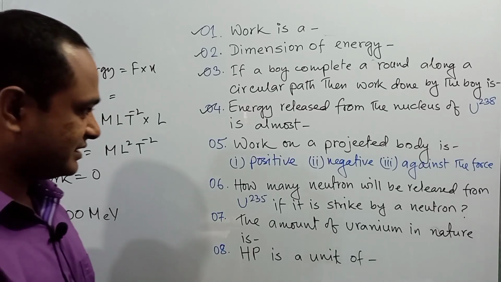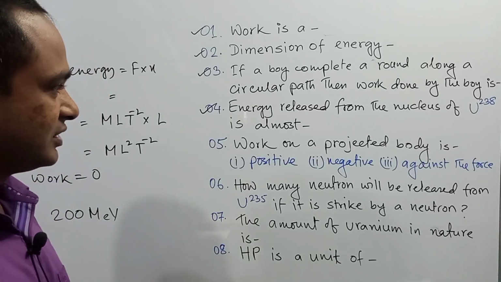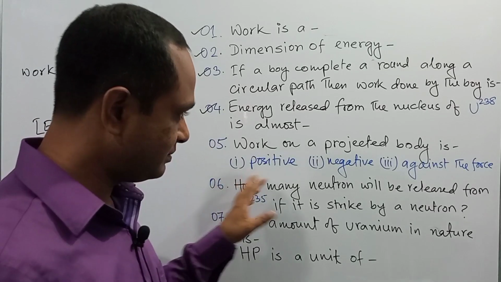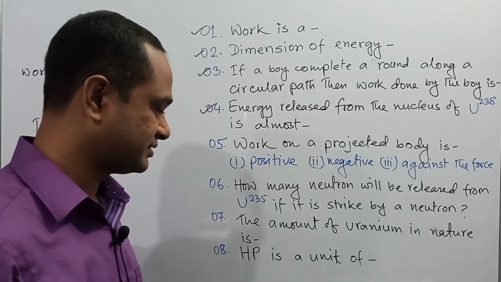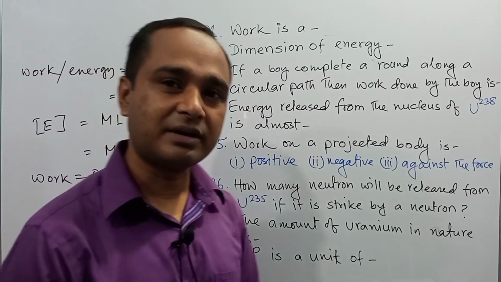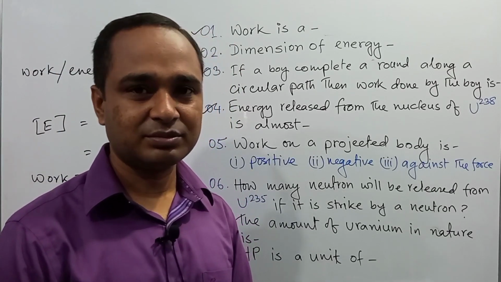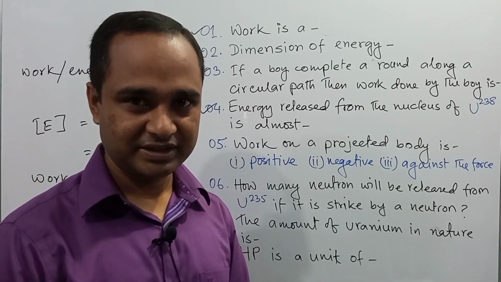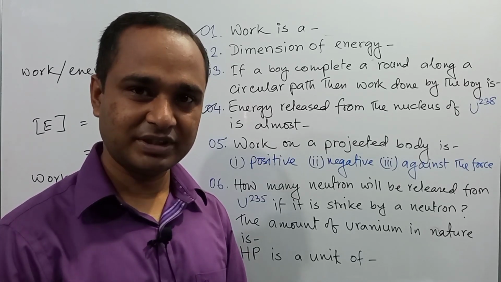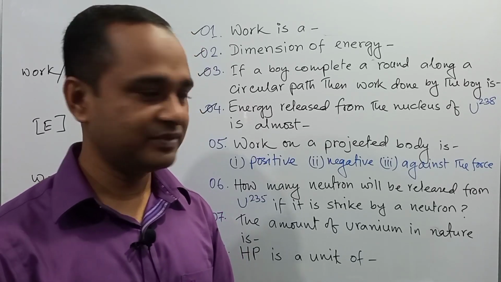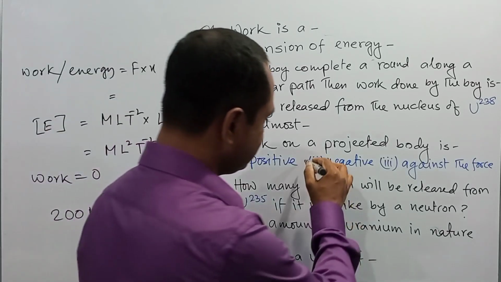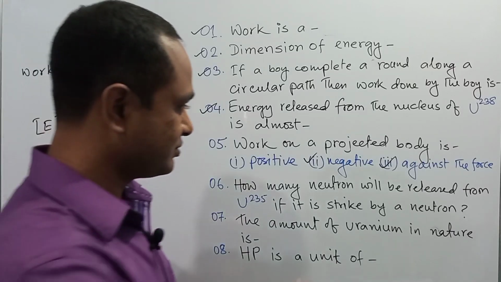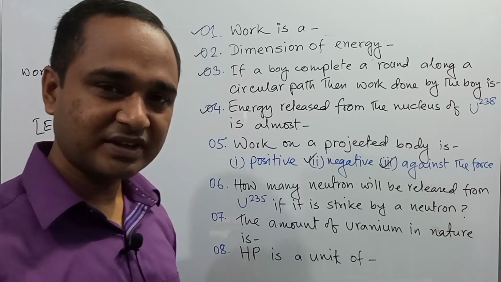In question 5, they said that work done on a projected body is, the options are positive, negative, against the force. When a body is projected upward, the earth is pulling the body towards its center and the body is moving against the applied force by the earth. Since the body is moving against the applied force by the earth, in case of gravitational force, the work will be negative and against the force. So here the correct option will be 2 and 3, right?